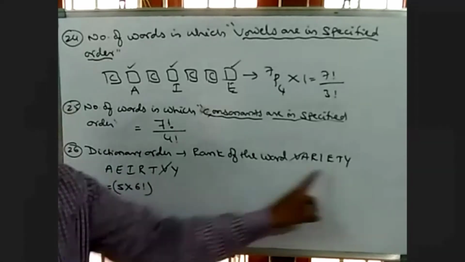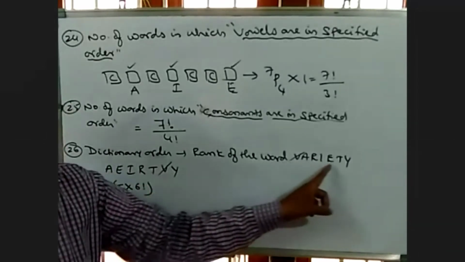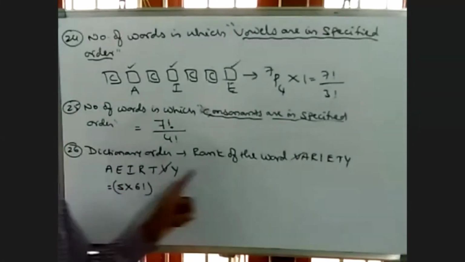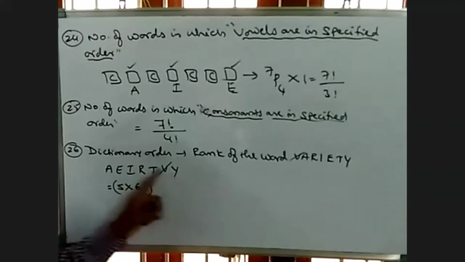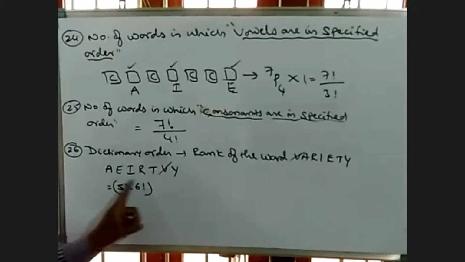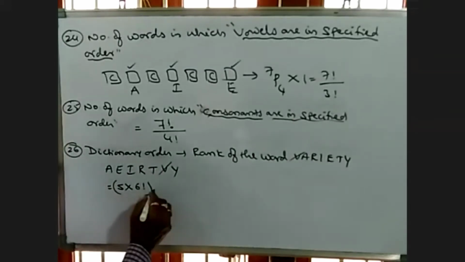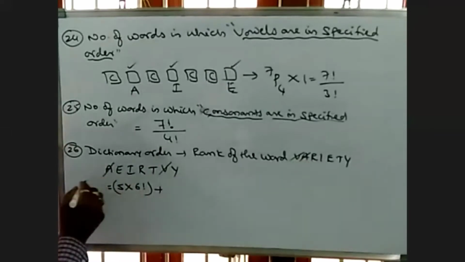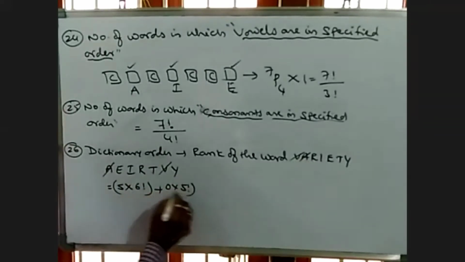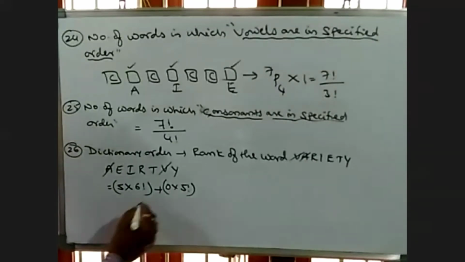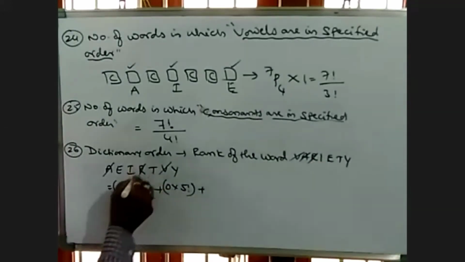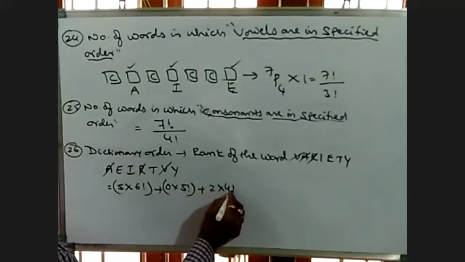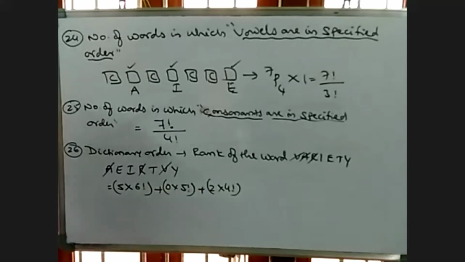So first write the word VARIETY. Write the alphabetical order of the given letters: A, E, I, R, T, V, Y. Now first cancel V. Before V, how many letters are there? 5 letters. And the remaining letters are 6, so 6 factorial, plus. Now cancel A. Before A, how many letters are there? 0 into 5 factorial. Total number of letters remaining is 5, so 5 factorial, plus. Next letter is R. Cancel R. Before R, 2 letters are there. So 2 into total number of letters remaining, 4 factorial, plus.